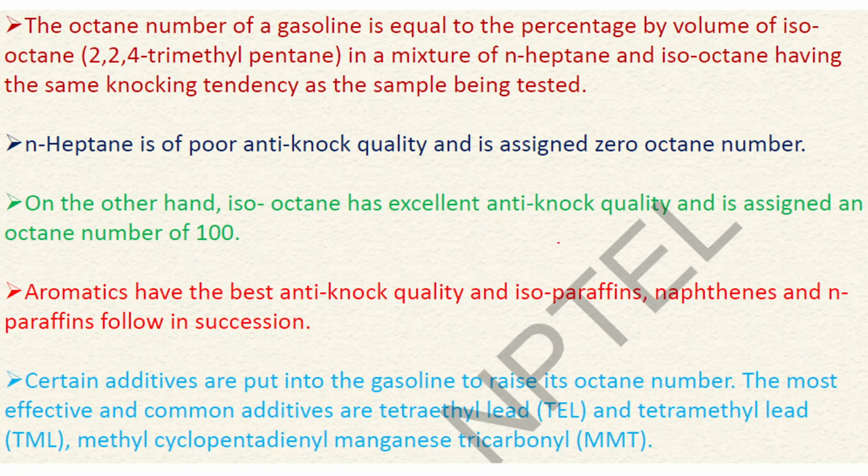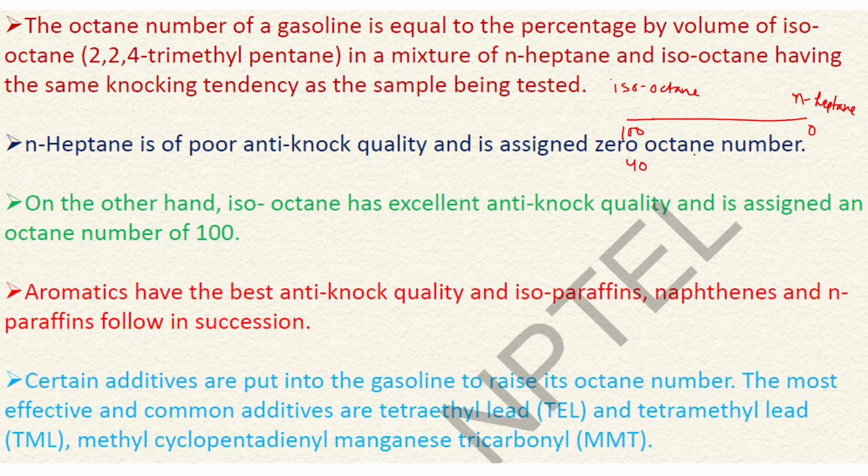A standard engine is taken where the octane number of gasoline is equal to the percentage by volume of isooctane in a mixture of isooctane and heptane, made in different volume ratios. Isooctane has an octane number of 100, and heptane has an octane number of 0. So for the measurement of the octane number of a sample, we make different solutions of isooctane and heptane in different volume ratios.